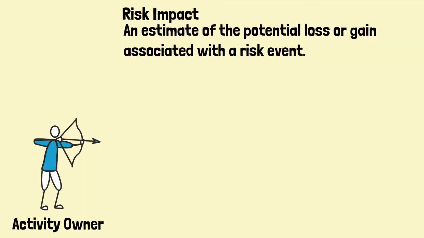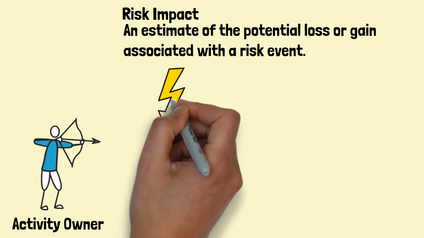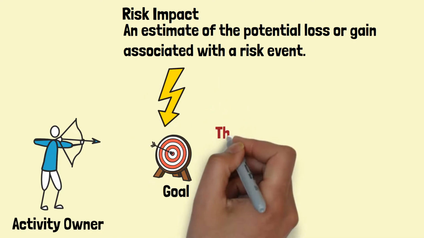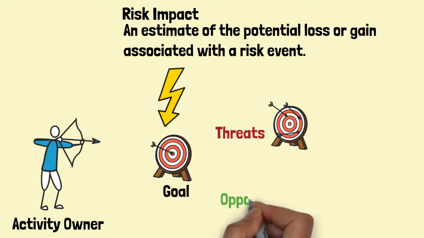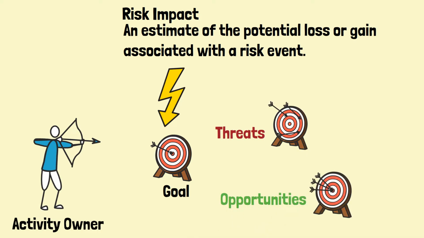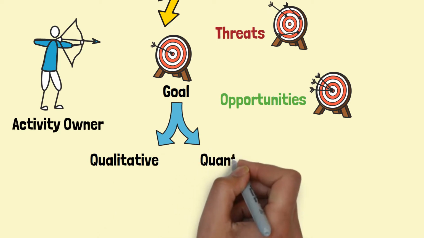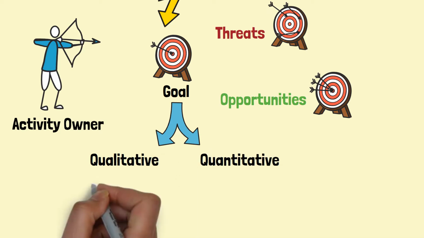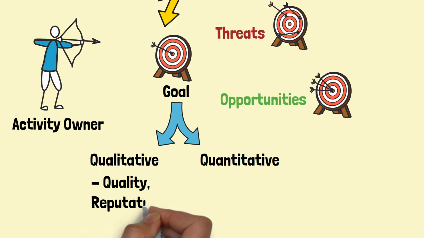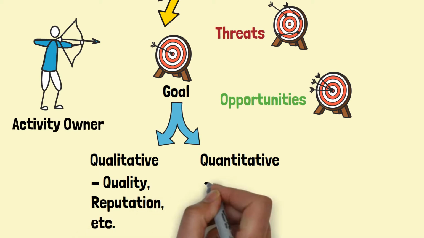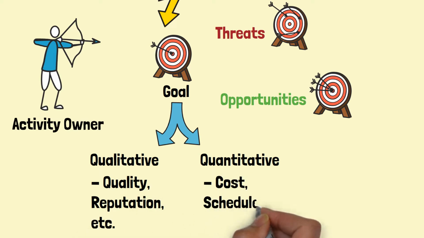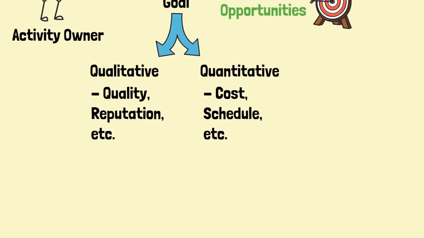Let's say there is a goal defined by the owner, and the risk impact will affect the goal. A threat will incur loss, and an opportunity will enhance value gain. The goals can be either qualitative or quantitative. Examples of qualitative impacts are quality and reputation. And quantitative impacts can be on cost and schedule. We will use an example to illustrate this later.